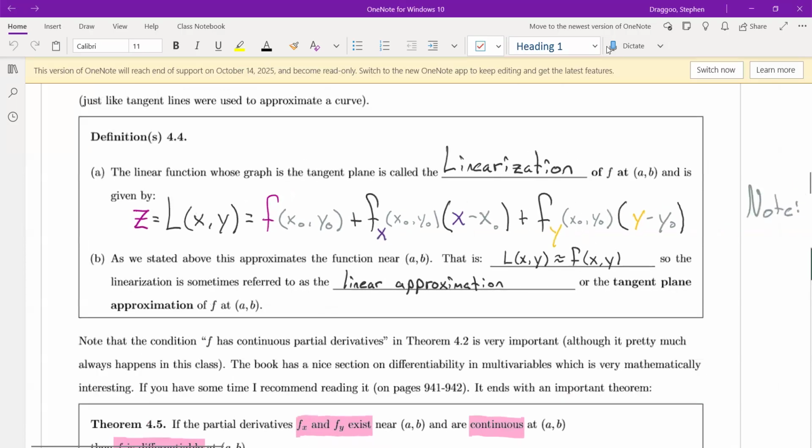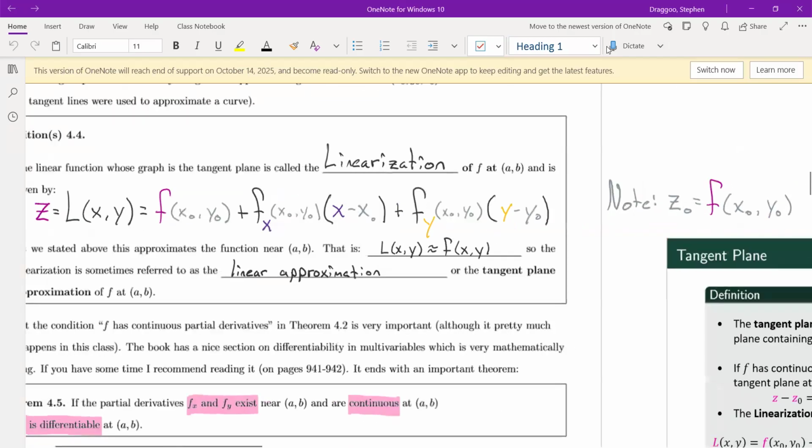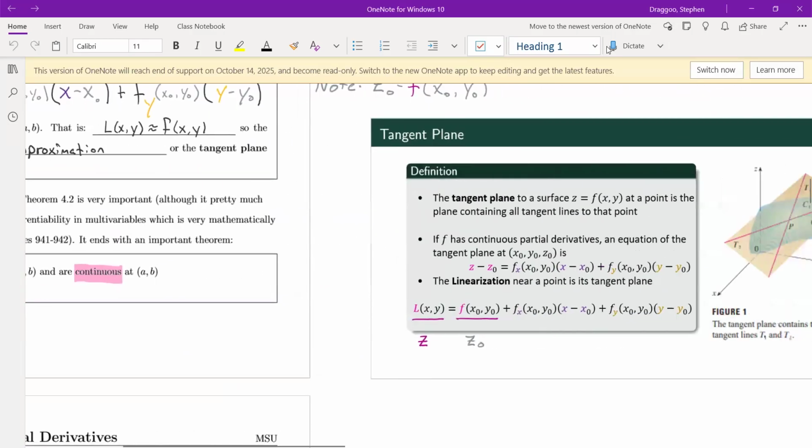And I'm going to rebrand z naught as f of x naught, y naught, right? Z is just a function value. So I can plug in my x and my y values to figure out what z should be, which means if I'm centering my linear approximation, or my tangent plane, at a specific point, and I have z as a function of x and y, I can just go figure out the z value by knowing only my x and y values. Right, since it's a function value, I only need the two independent variables, which I can then use to collect the z value, and going from there.